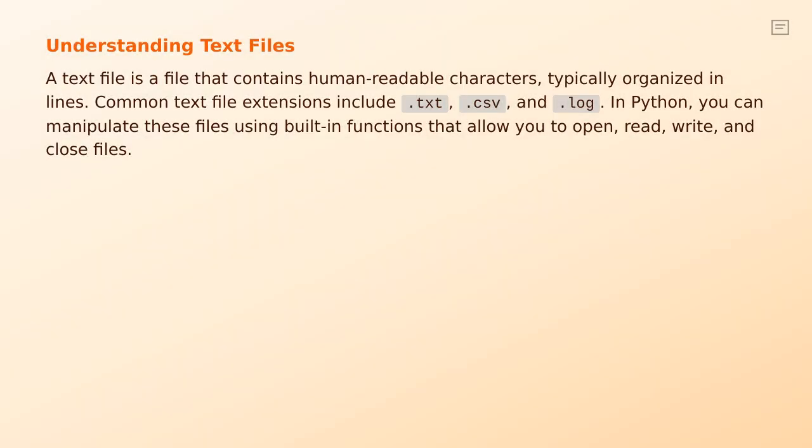Now we're on understanding text files. A text file is a file that contains human-readable characters, typically organized in lines. Common text file extensions include .txt, .csv, and .log. In Python, you can manipulate these files using built-in functions that allow you to open, read, write, and close files.